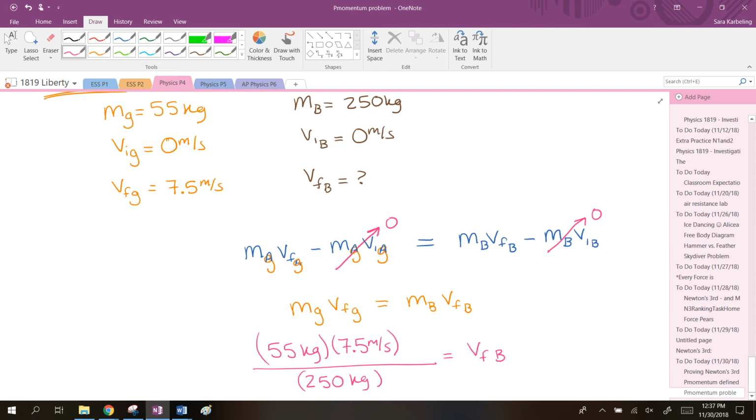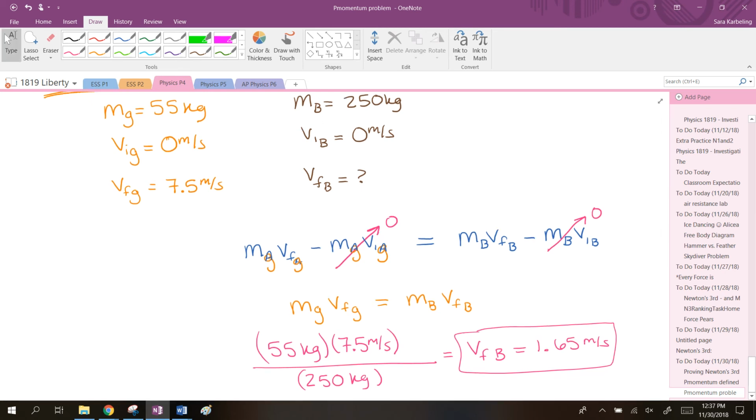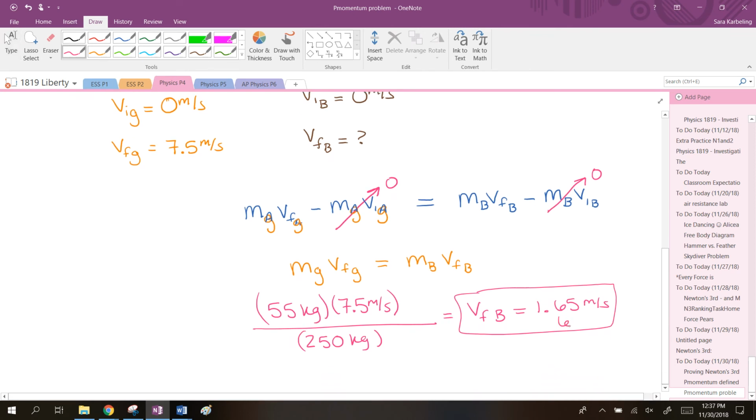How are we doing? Did you get an answer, Maya? What'd you get? 1.65? Awesome. If Gonzo jumps to the right, which way is the boat going to go? To the left. Yeah, we're going to write that down as well.